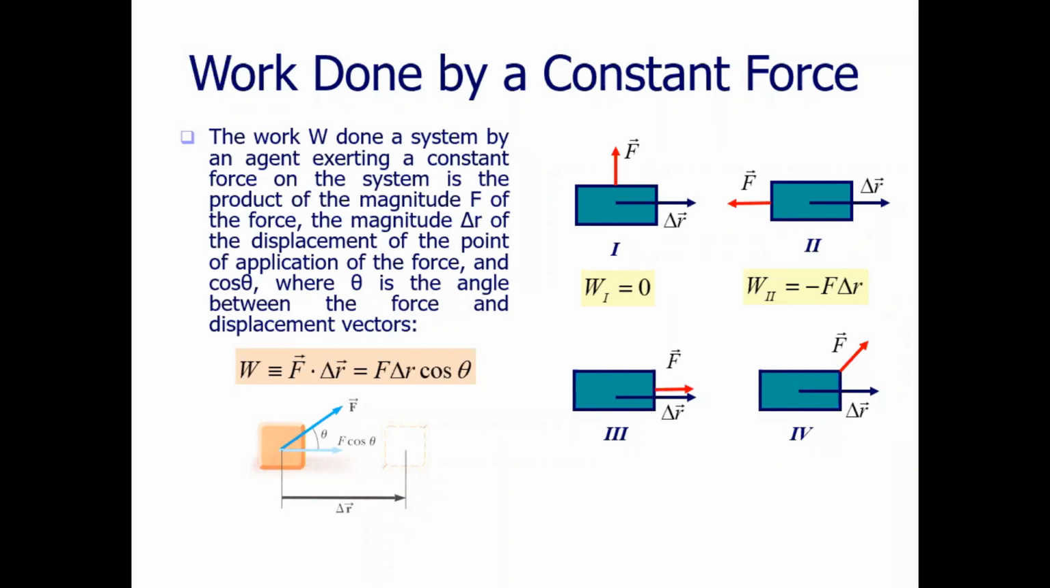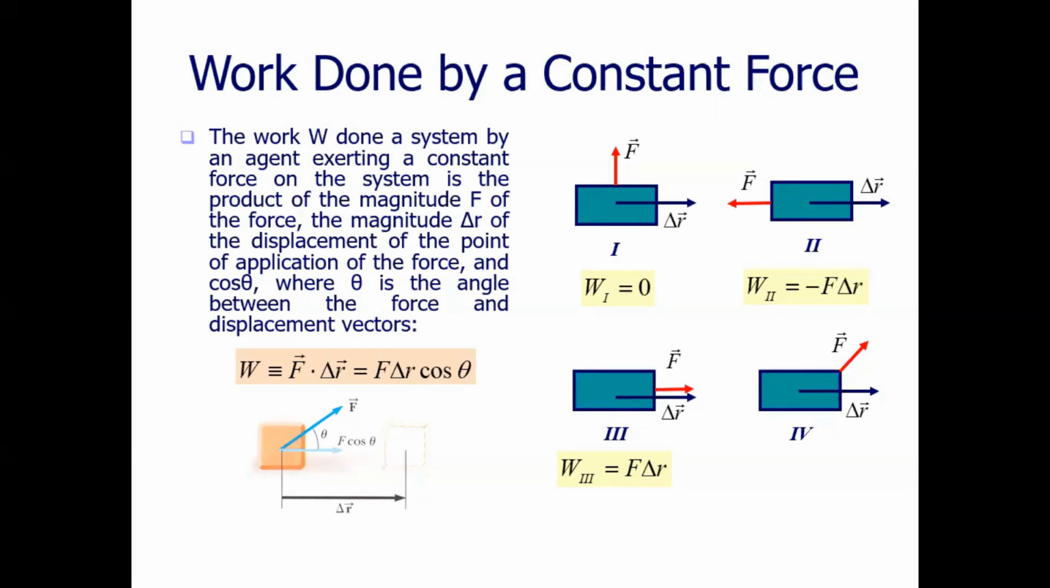What is the theta? Scenario number 3, what is the theta? Theta is 0. What is cos 0? 1, positive 1. So in this case, the work done will just remain force times the distance, where the force and the displacement are right in the same direction.